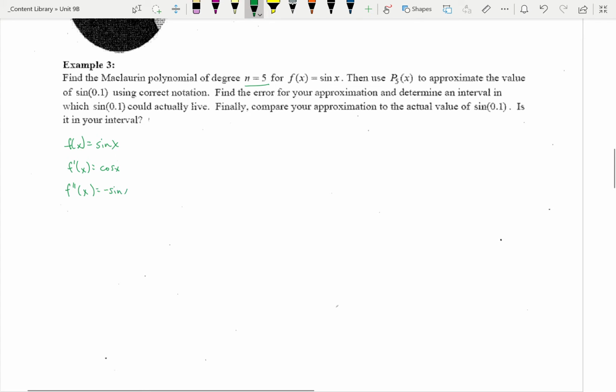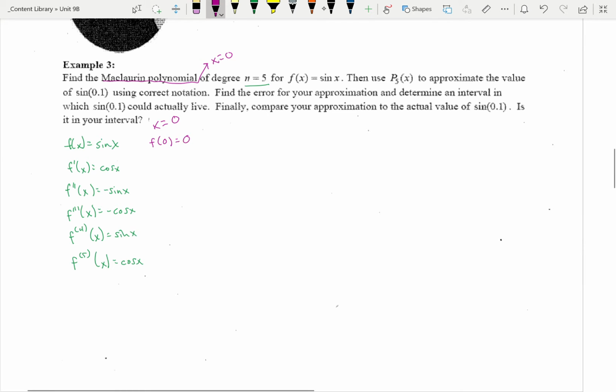But good news, this function does not get harder when you differentiate it. It just kind of cycles around through 4 different values. So we are going to end up back where we started at the 4th derivative, and then for the 5th derivative, we are going to see the cosine of x one last time. And then we're going to evaluate this at x equals, well, this says a Maclaurin polynomial, so that means x equals 0. So we're going to evaluate f of 0.